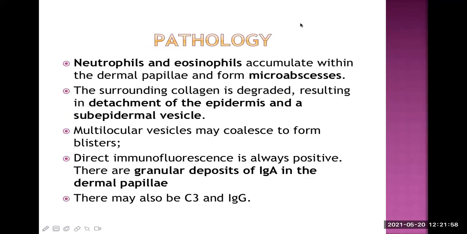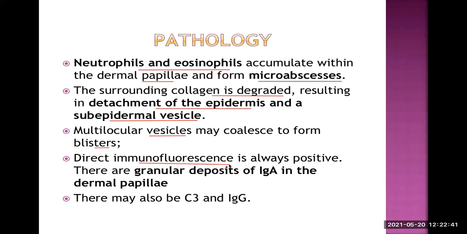Now, what is the pathology of this condition? Neutrophils and eosinophils accumulate within the dermal papilla and form microabscesses. But remember, there is no microorganism here. This pus collection or abscess is not caused by any infection. Rather, it is caused by a collection of these different inflammatory cells. The surrounding collagen is degraded, resulting in detachment of the epidermis and subepidermal vesicle formation. This is the pathogenesis of vesicle formation here. Multilocular vesicles may fuse to form blisters.